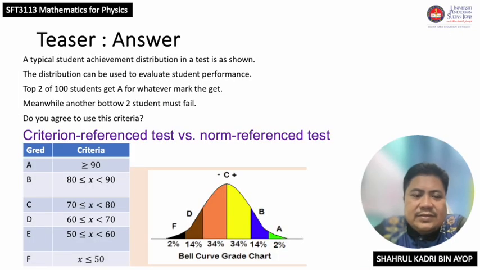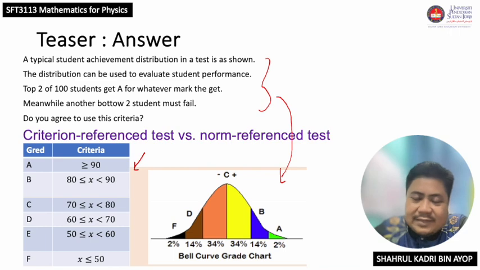Okay, so let's return to the teaser. This is what we call the criterion reference test and norm reference test. So this teaser actually refers to the normal distribution. This is called the norm reference test. And the criterion reference test usually depends on a predetermined interval of the marks that you get. So this is usually used in the university for semester-based tests, and this is usually used in big exams.